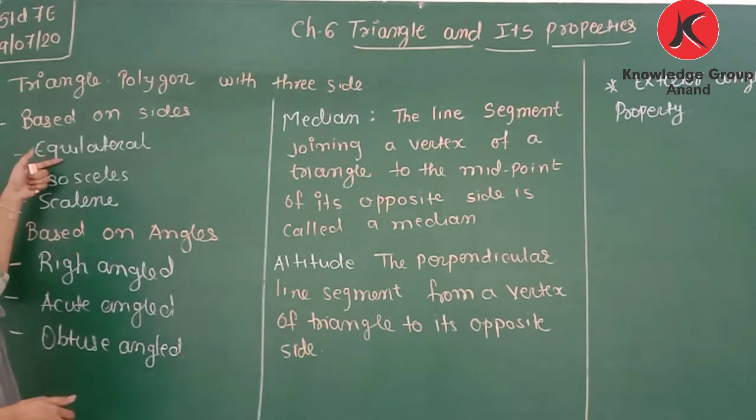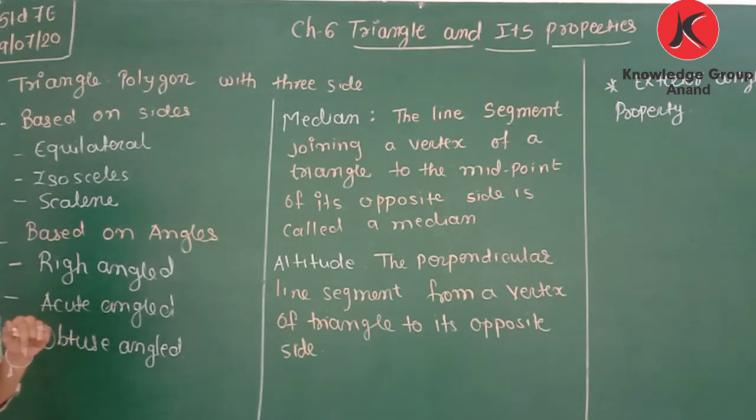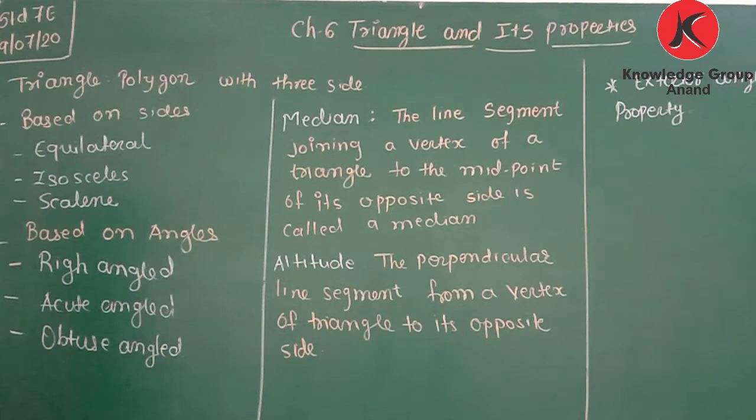So it's classified as an equilateral triangle if 3 sides are equal, isosceles triangle if 2 sides are equal, and scalene triangle if none of the sides are equal.